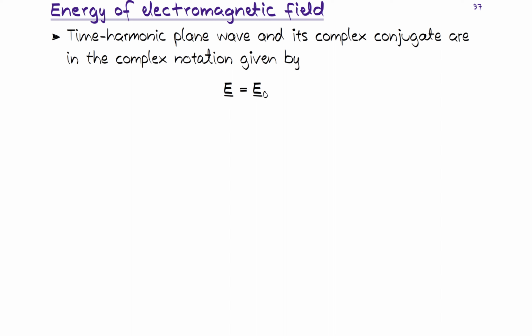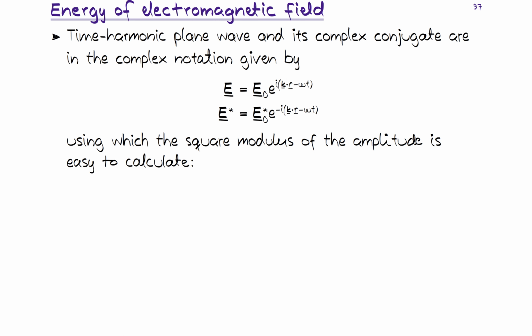So the E will be of the form that we have the polarization of light, and we have the exponent i(k·r minus omega t) form. So this is the complex notation for a time harmonic plane wave, and then the complex conjugate of the field. So that will be the complex conjugate of E naught times exponent minus i, and then the phase function k·r minus omega t.